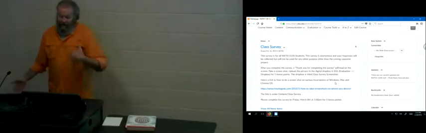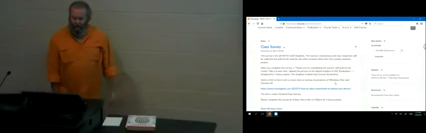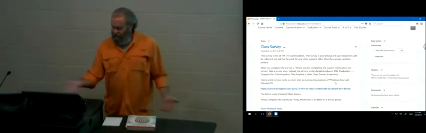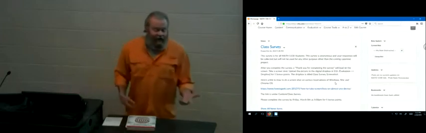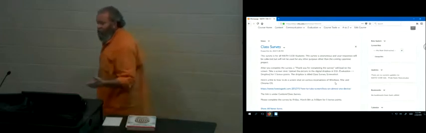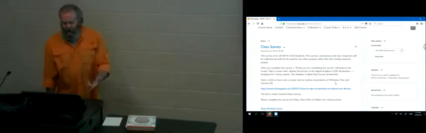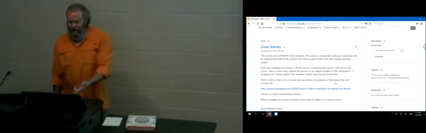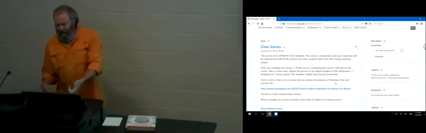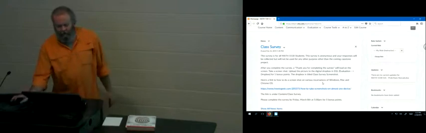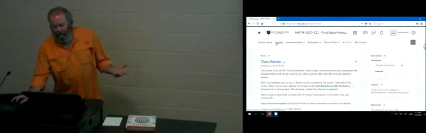So there's the deal. They also gave me this link here on how to do a screenshot on various incarnations of Windows, Mac, and Chrome OS. Look, if I'm a Mac guy, I'm doing Shift Command 4. If I'm a PC person, I'm using the Snipping Tool. Those are the only ones I know. Check that out. The link for the survey is under Content, Class Survey, and again, it must be completed by 5 o'clock March 8th. So here's where the link is.